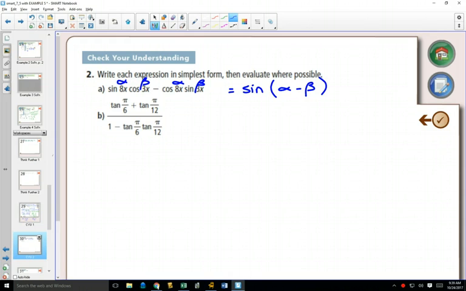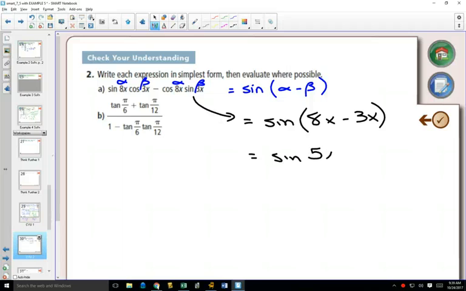And then once you've recognized this, that means this one in particular is going to equal sine 8x minus 3x, which is sine of 5x.